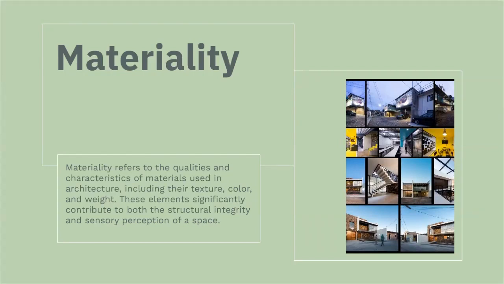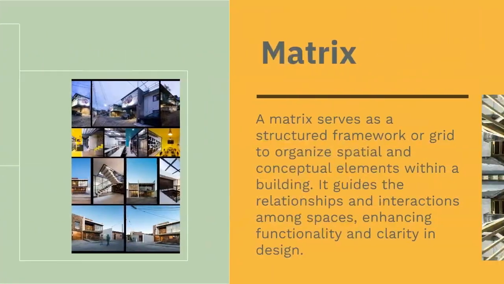Materiality refers to the qualities and characteristics of materials used in architecture, including their texture, color, and weight. These elements significantly contribute to both the structural integrity and sensory perception of a space.